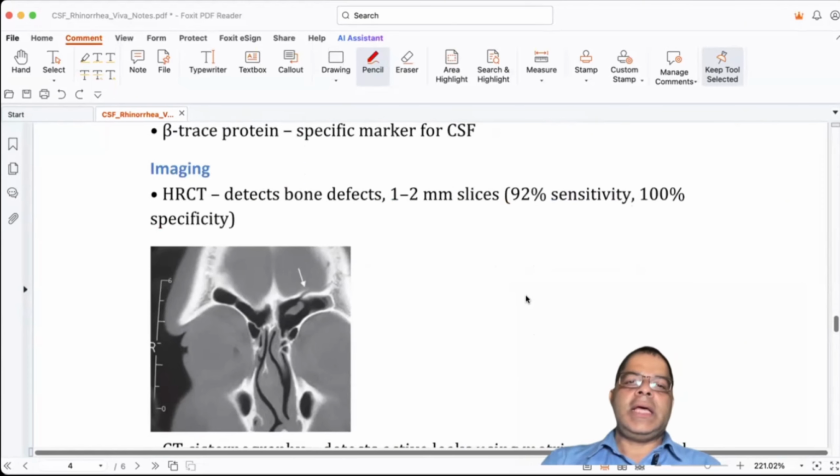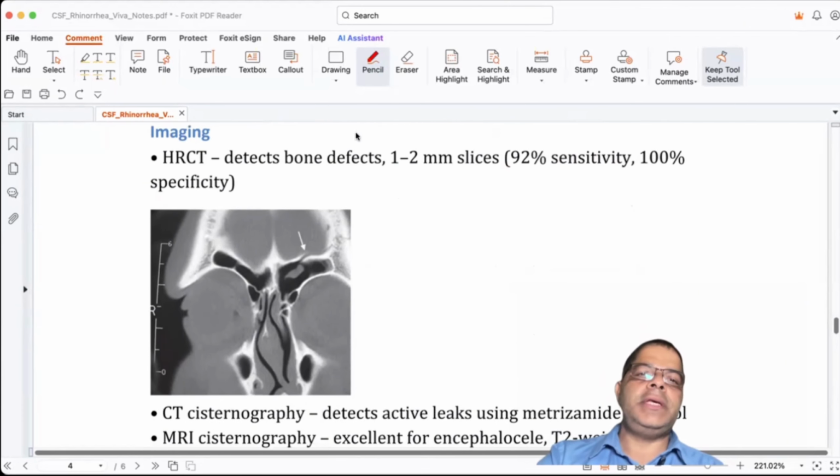Imaging. HRCT detects the bone defect, especially with small slices. 1 to 2 millimeter slices are important to do here, and it has 92% sensitivity and 100% specificity. If you see here, there is a defect in the skull base, especially in the posterior table of the frontal sinus. This is the Kistageli here. You can see the defect here, the posterior table. This one is the anterior table of the frontal sinus.